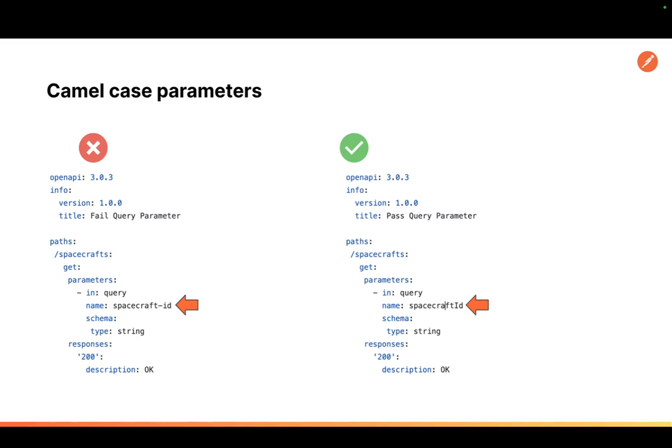Another case of promoting consistency is that we only allow camel case in our parameters. So these are query parameters or path parameters. But in any case, on the left, it's spacecraft dash ID. We will throw an error for that. We want all our query parameters to have camel casing like this: spacecraft, capital, ID. And again, the important thing here is to choose one option and go with it. That way, you can achieve consistency across 10, 20, 50, 100 APIs.